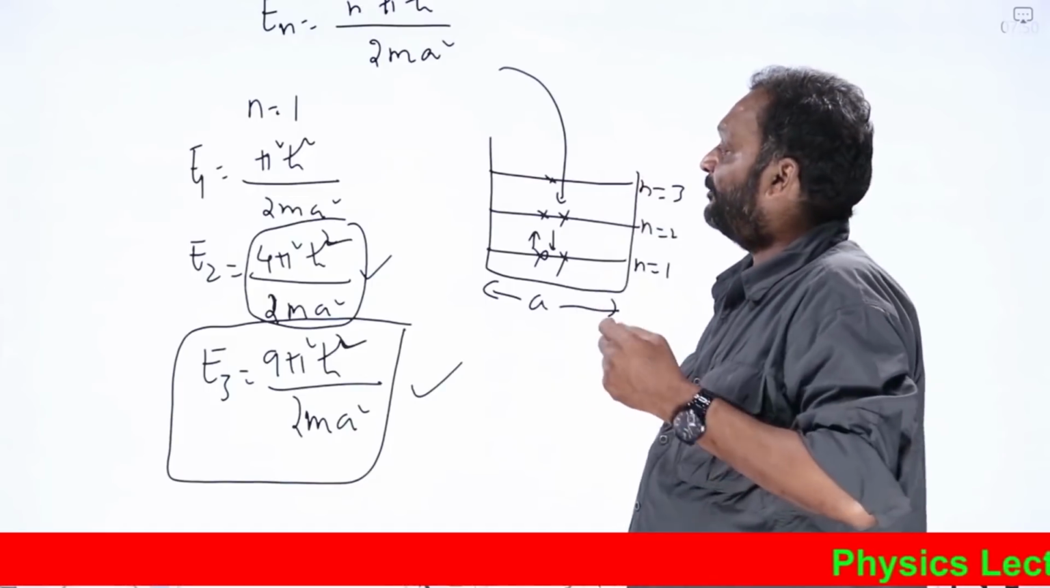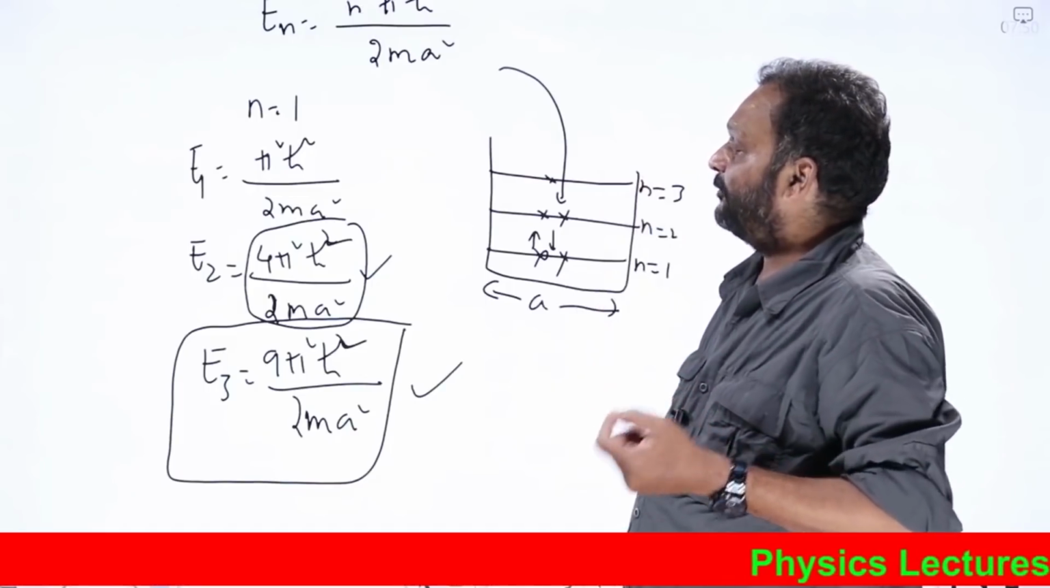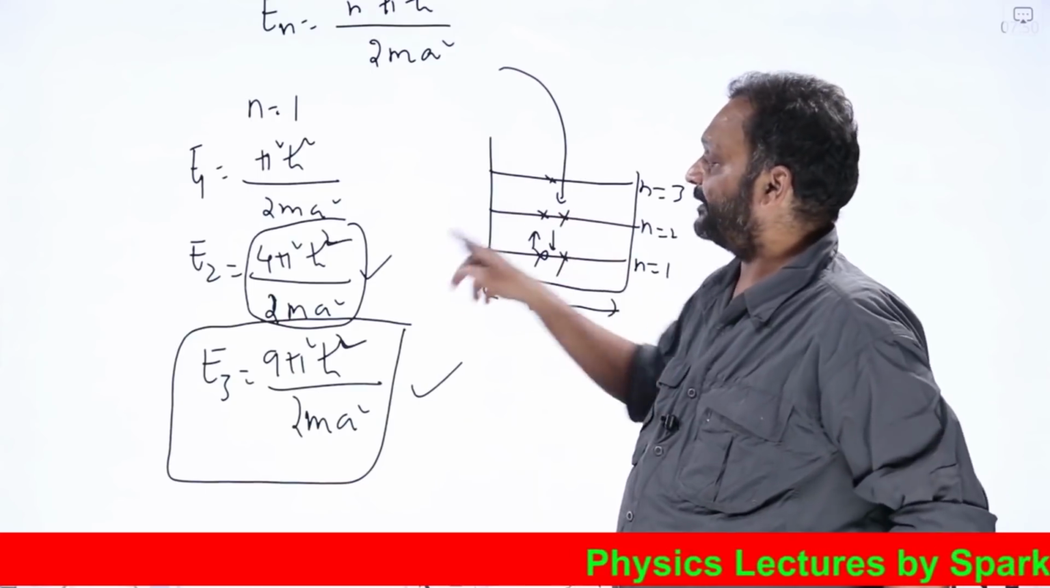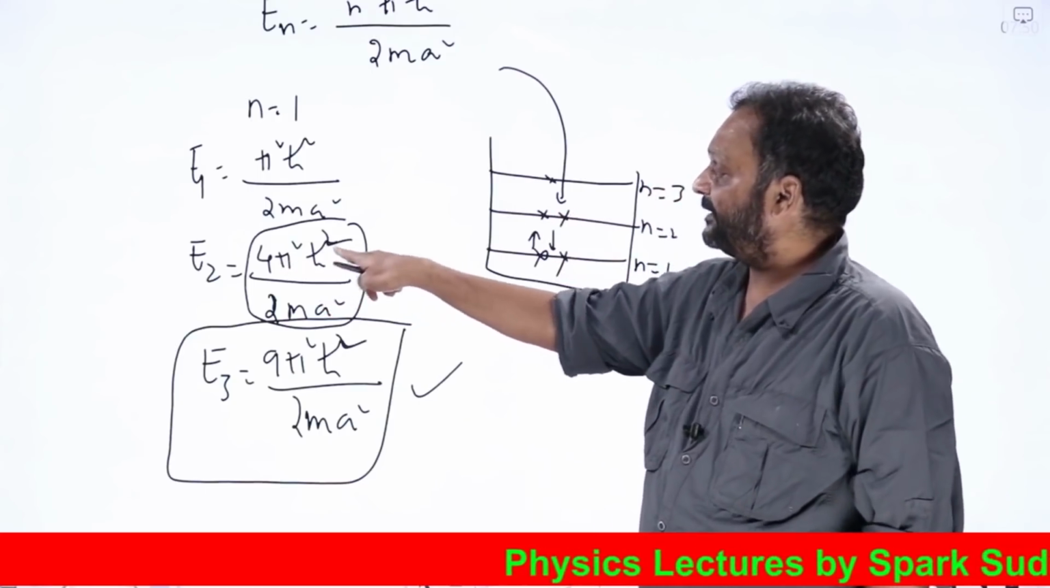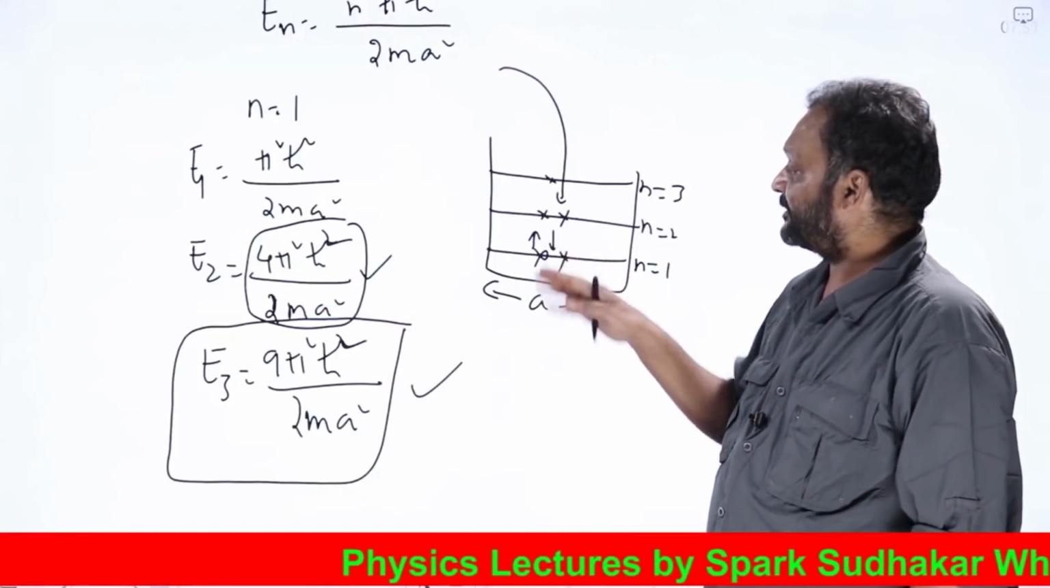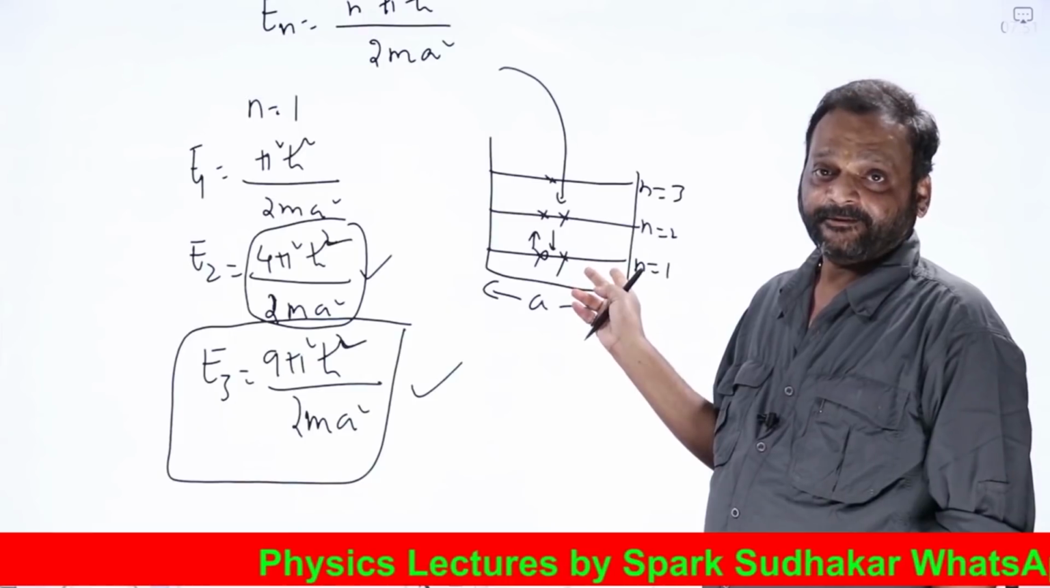Okay, how many particles will be there with energy 4 pi square h bar square by 2m a square? 2 particles will be there with energy 4 pi square h bar square by 2m a square. How many particles will be there in the ground state? Only 2 particles will be there in the ground state.